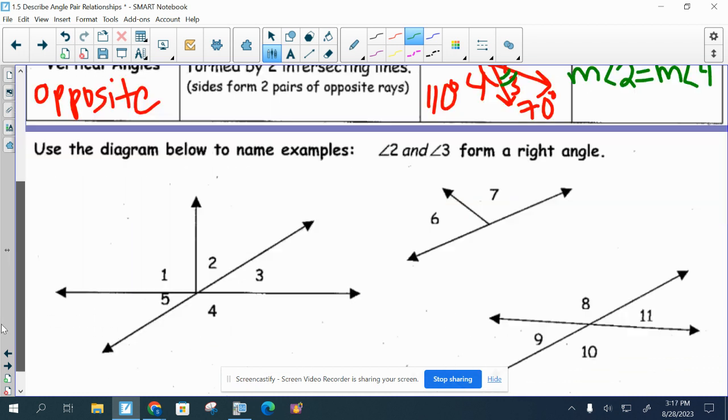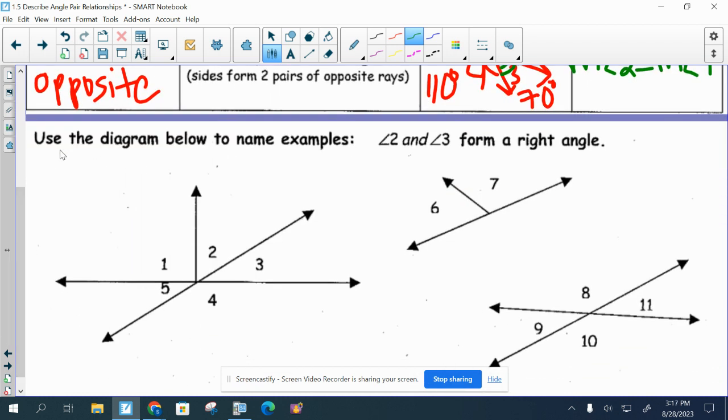Let's do some practice. It says use the diagram to name examples. Angles 2 and 3 form a right angle, so here is a right angle. Let's name some angle pairs, starting with complementary angles. Here the only one we know for sure is 90, this one that is marked. The other ones you can't say for sure. We definitely know the angles that add up to 90 over here. So angle 2 and angle 3 are complementary.